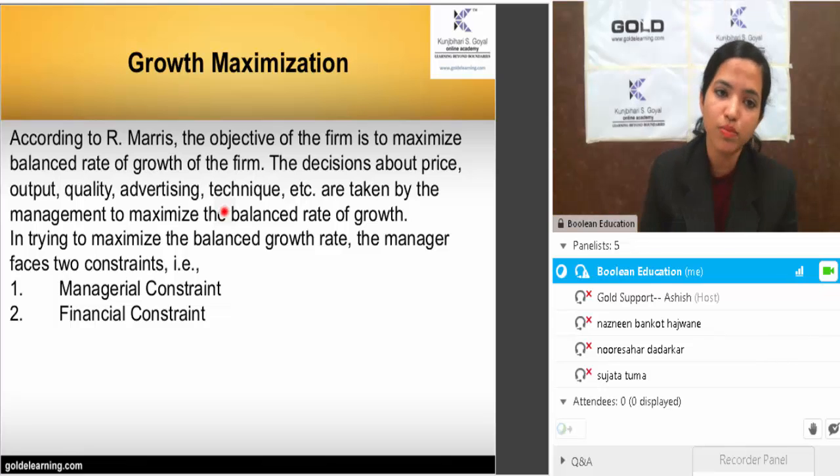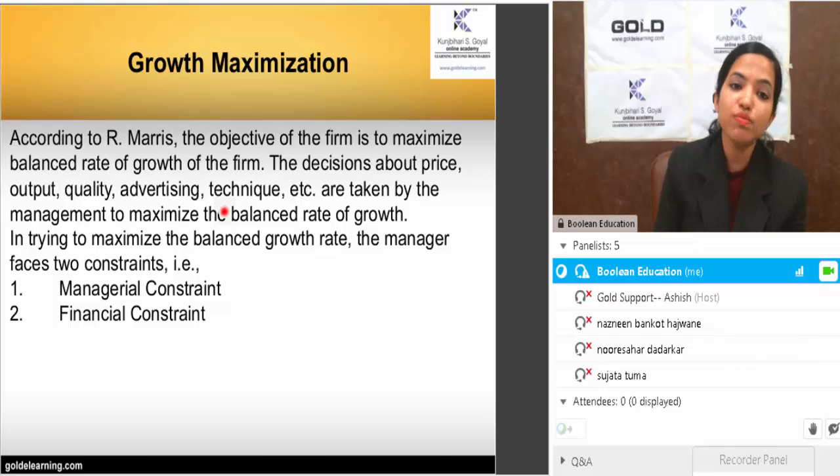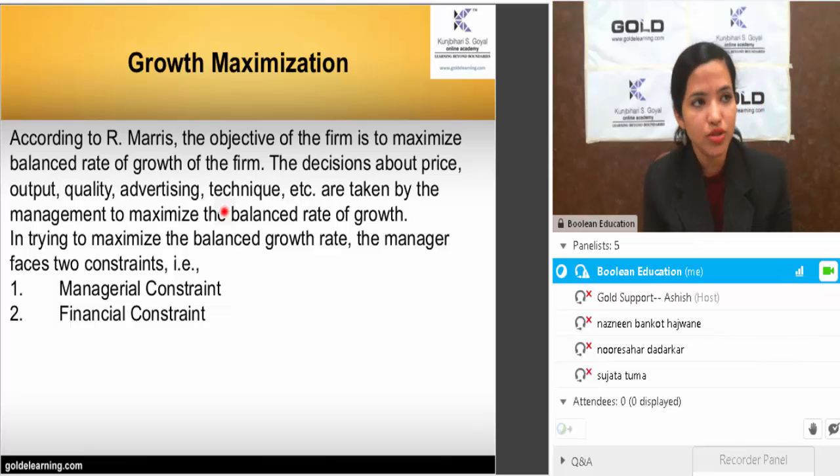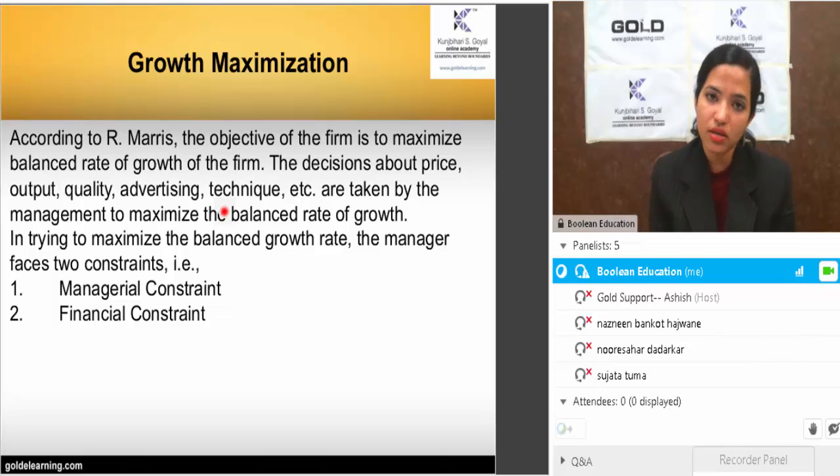Now we go to the third objective of the firm, that is growth maximization. Right? So sales has been covered and profit has been covered. But now people say no, growth maximization is an important objective of any firm. Right? So R. Morris, another very renowned economist, said that the objective of the firm is to maximize the balanced rate of growth of the firm.